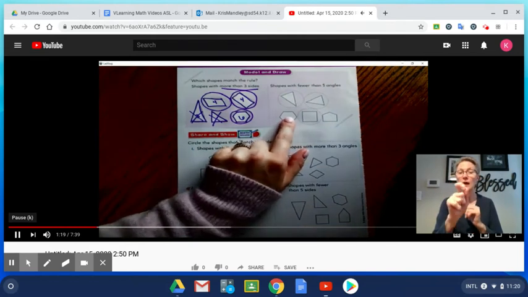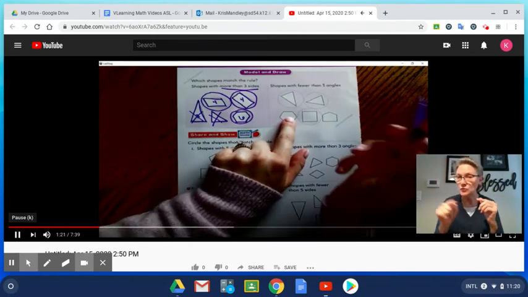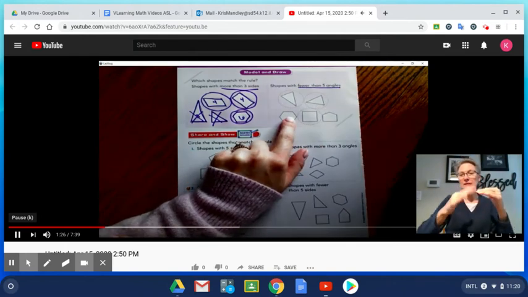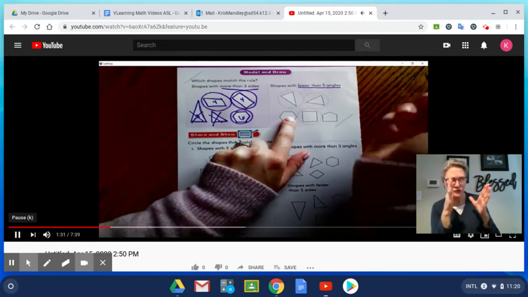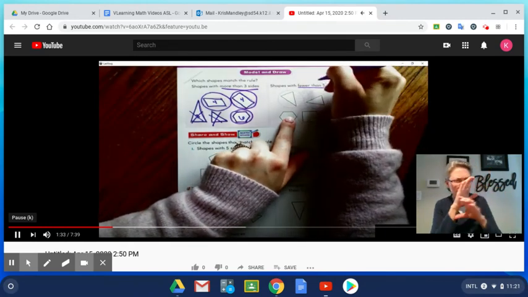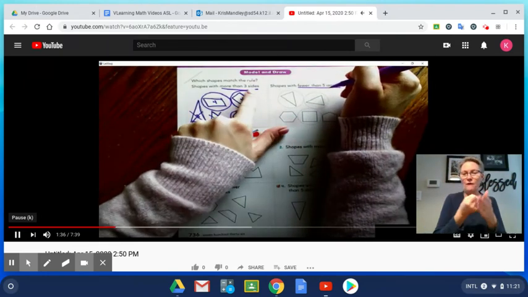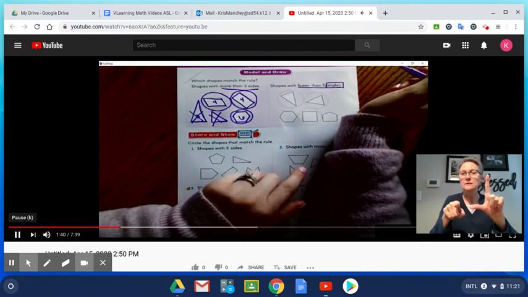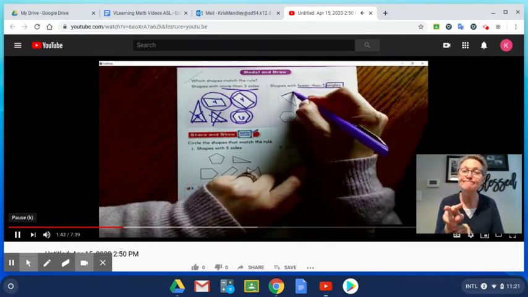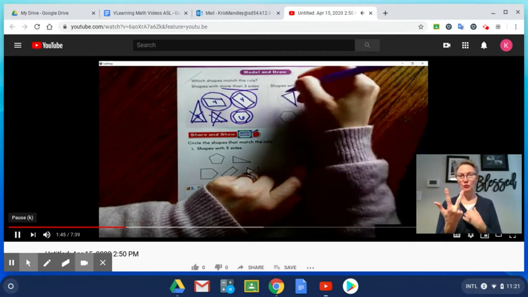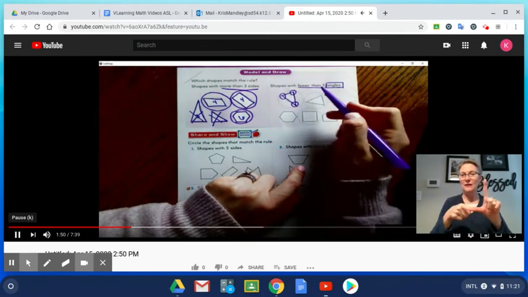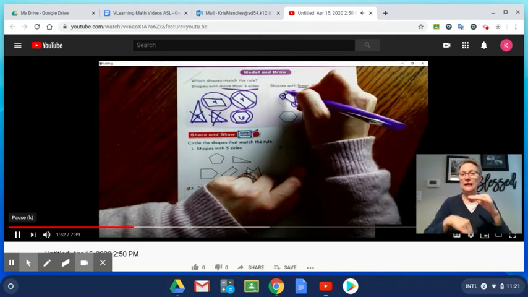Here, you can see where they already circled it, but this one's the opposite. It says fewer than 5 angles, so I have to pay attention to those words. I should be looking for shapes that have fewer than 5, not sides this time, but angles, okay? So let's take a look here. I have 1, 2, 3 sides and 1, 2, 3 angles. This is fewer than 5, so I will circle it.